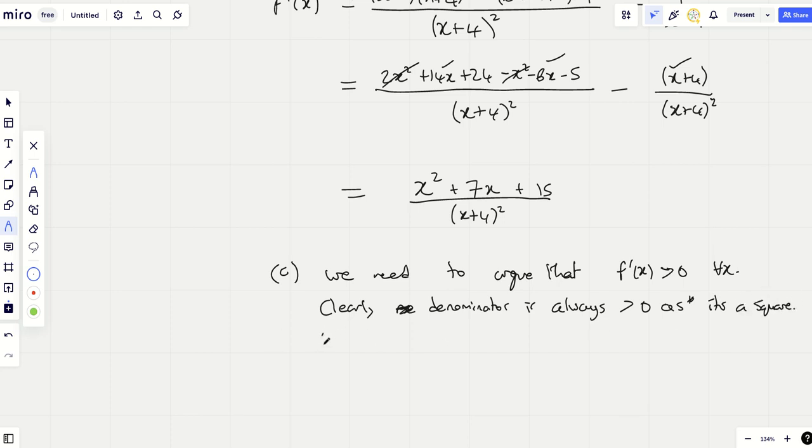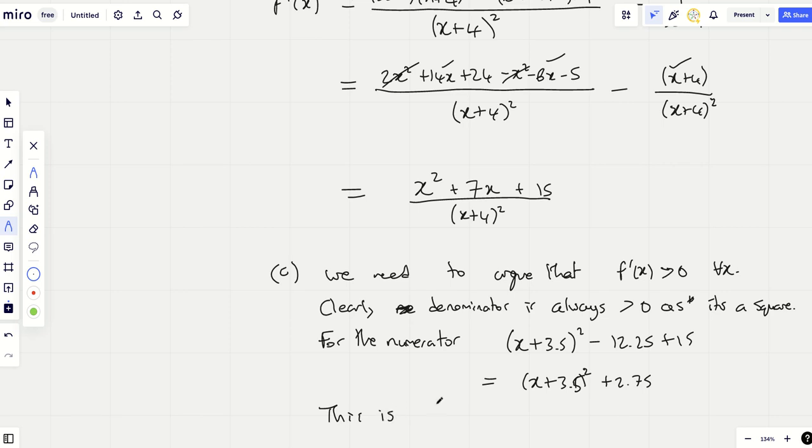Okay, for the numerator, we've just got to prove that this is always positive. There's lots of ways of doing this. You could use a discriminant. You could complete the square. I'm going to complete the square. x plus 3.5 squared, minus 12.25 because that's 3.5 squared, plus 15. And you get x plus 3.5 squared plus, is that 2.75? 2.75, I think. And so why is this always greater than 0? Well, because it's always greater than or equal to 2.75.